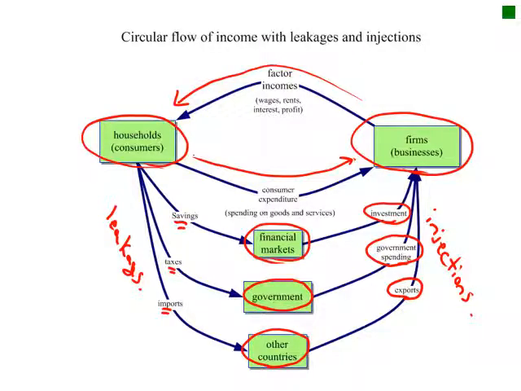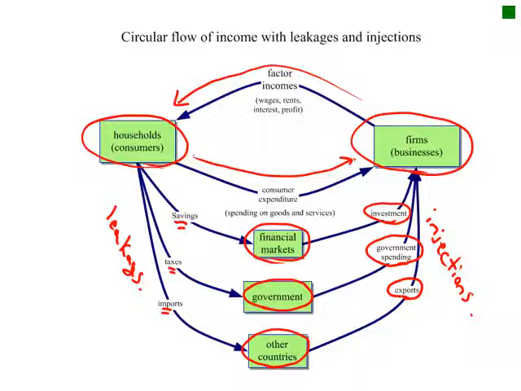So looking at our model now of the circular flow of income with leakages and injections, we have what we had in the basic circular flow of our parties of households and firms. And they were dealing with each other, the households selling their factors of production to firms and firms paying for those with wages, rents, interest, and profit. We have consumer expenditure where consumers would buy the goods and services from the firms.